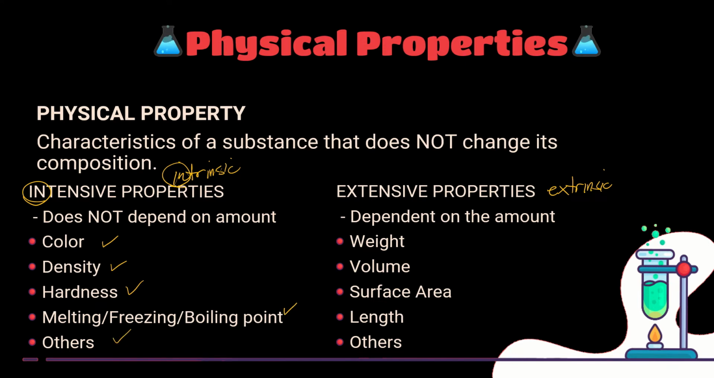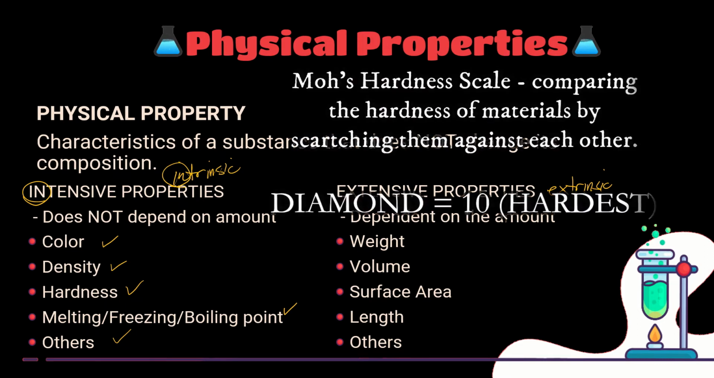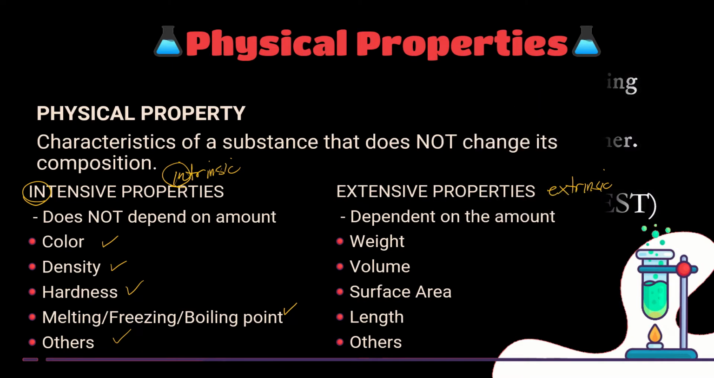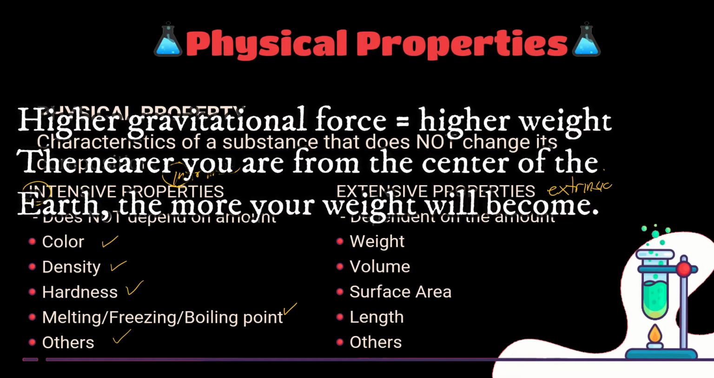So bakit kaya? Kasi kapag yung color ng isang bagay, kahit ilang beses mo siyang hatiin, hindi naman magbabago yung kulay niya. Same with the hardness. Yung laki ng isang diamond, maliit man siya or malaki, it will still have the same hardness according to the Mohs scale. Laging siya pa rin ang may 10 na hardness value according to the Mohs scale. So, yun ang mga ilan sa mga examples ng intensive or intrinsic property.